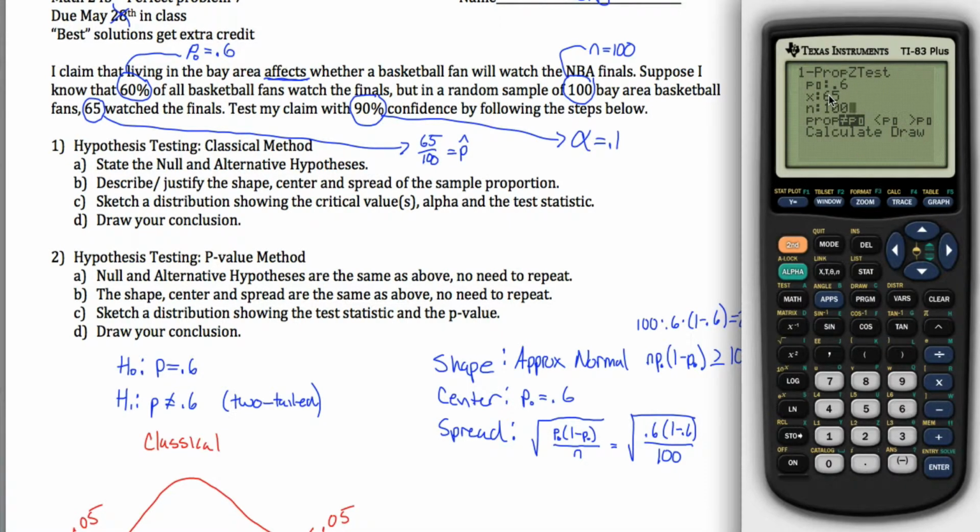It's really tempting to put 0.65 up here. It doesn't want that for X. It wants the number of people. It'll figure out P hat. You don't tell it P hat. It calculates that for you.